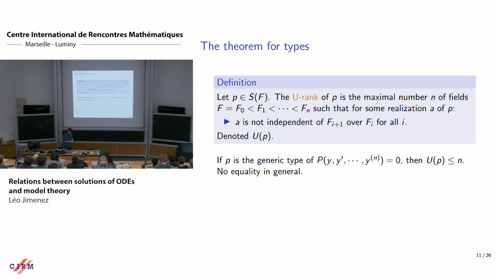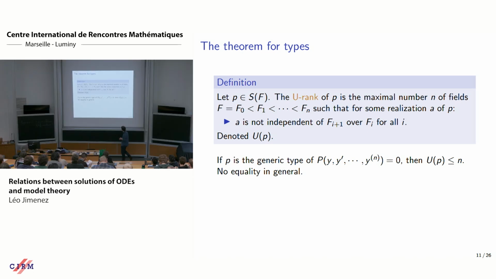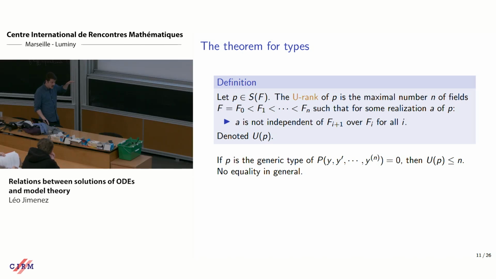Okay, so just to remark here, if P is the generic type of one of these equations that I was looking at, we know that the U rank is smaller than N, but it's not an equality in general, and Ronnie in the next talk will give many examples of this, I assume. So I'm not going to give any, but you'll see a lot later. But it's an inequality, it's not an equality.